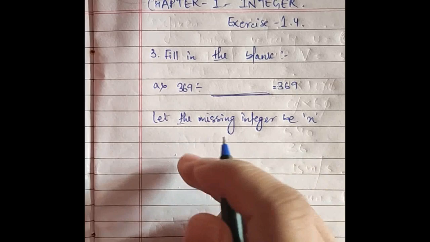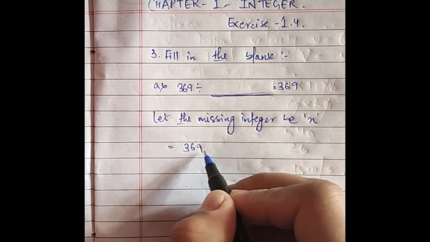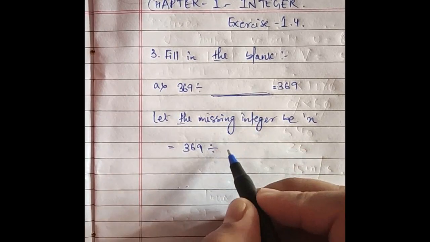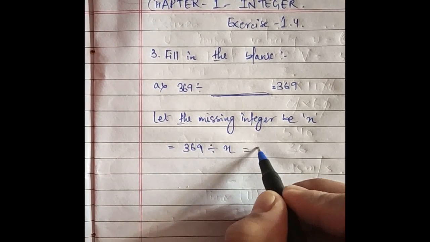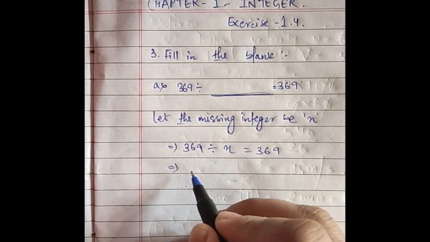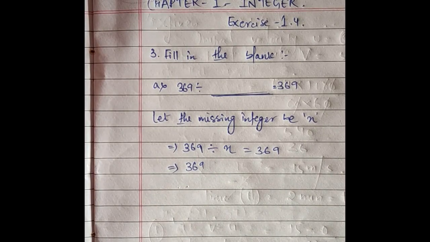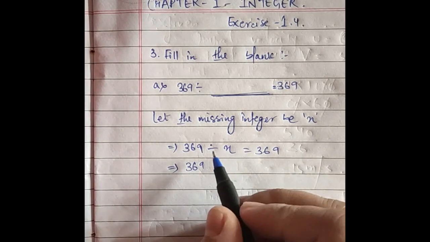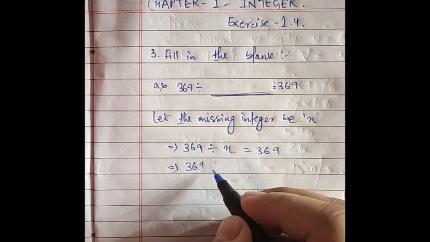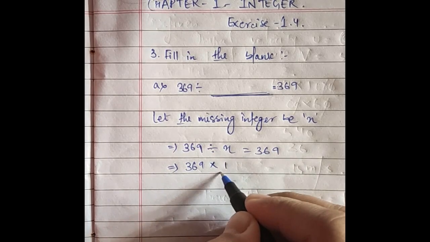Alright, so 369 divided by, in place of blank we are going to put x, is equal to 369. Alright, so here is a trick. You have to follow the trick. Yesterday I guess I have explained you regarding this. Still I am explaining you. Whenever you are converting divide into multiplication, this x will be converted into 1 by x.